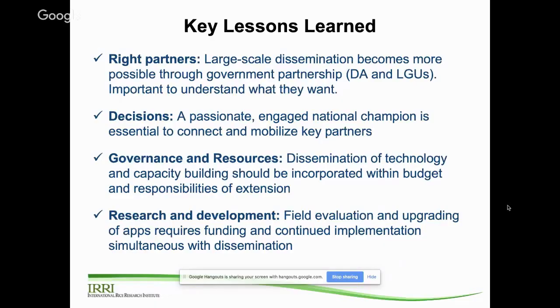Key lessons learned from our experience here in the Philippines is we should have the right partners in the large scale dissemination. We should know what they want in the decisions. We need national champions or individuals who can really connect and mobilize the key partners to do the deployment of this technology. In terms of the governance, it has to be within the budget and responsibilities of the extension service. There has to be support on that. And there should be continued research and development for the upgrading of the application because of the variabilities or adjustments that we need to do in the future.